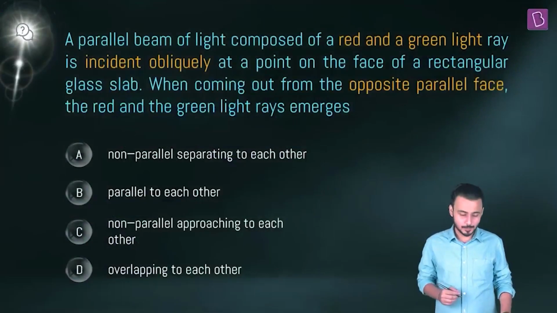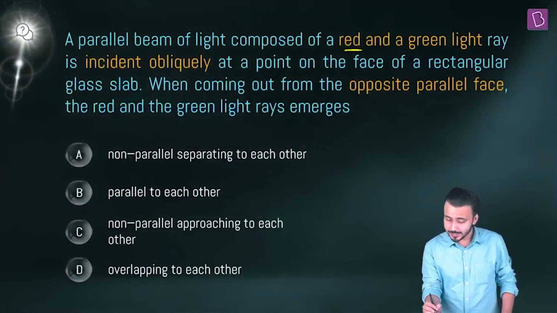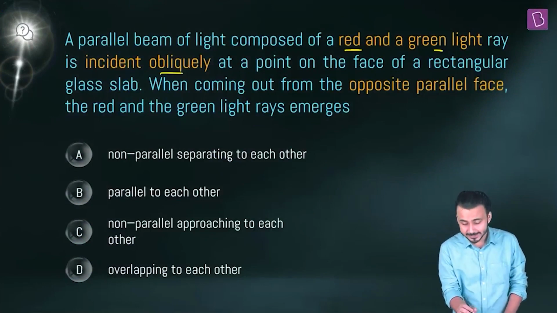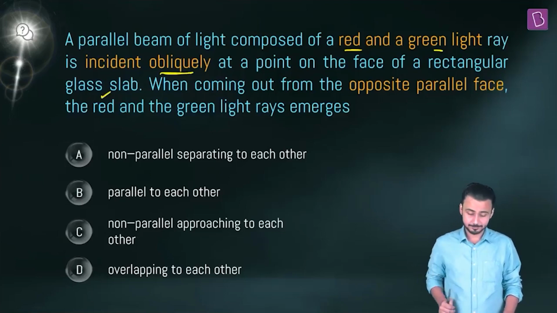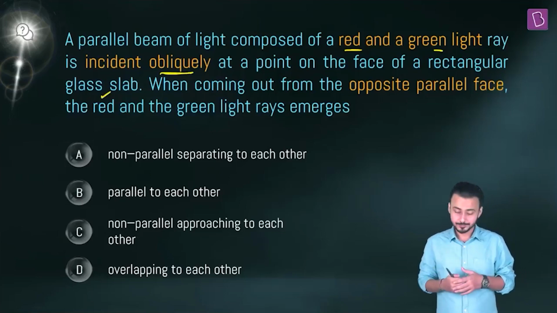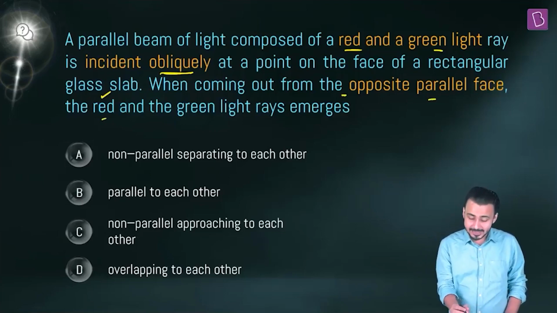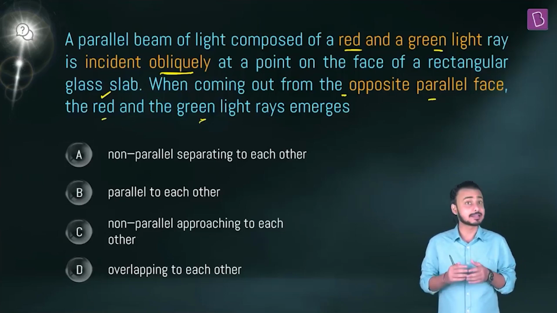Here the statement of the problem is: a parallel beam of light composed of a red and a green light ray is incident obliquely at a point on the face of a rectangular slab. When coming out from the opposite parallel face, the red and the green light rays are emerging, and there are four options. They are being non-parallel and separating to each other.